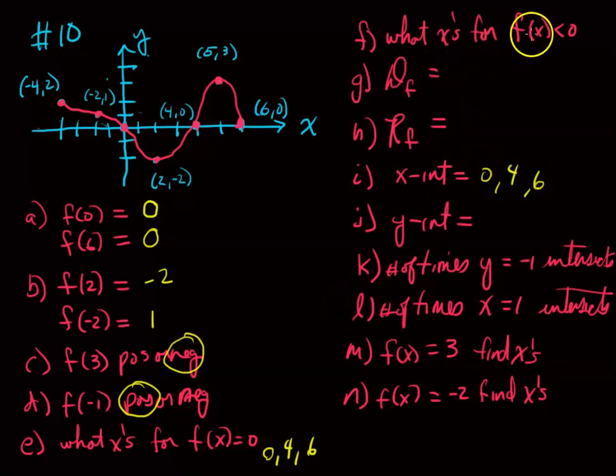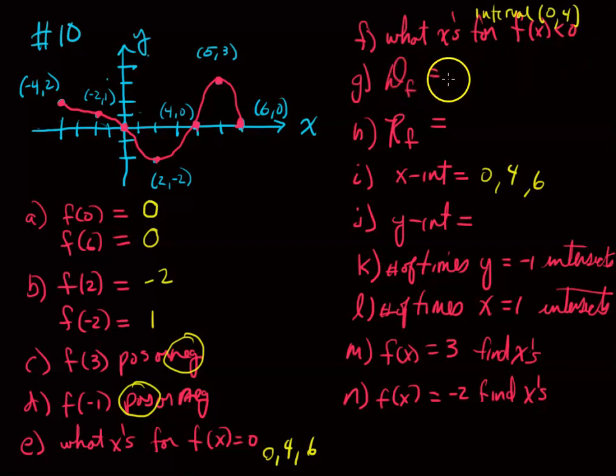What x's for f of x less than 0? Well, it's between these two, from 0 to 4. So less than 0 is, we'll see if I can squeeze this in, from 0 to 4, in interval notation. From 0 to 4, do not include 0 or 4 because that's where it's equal to 0.